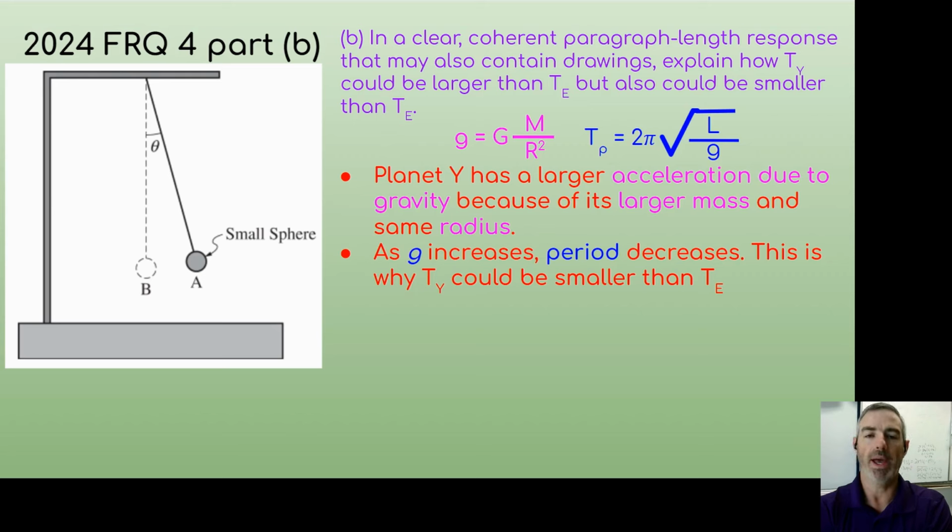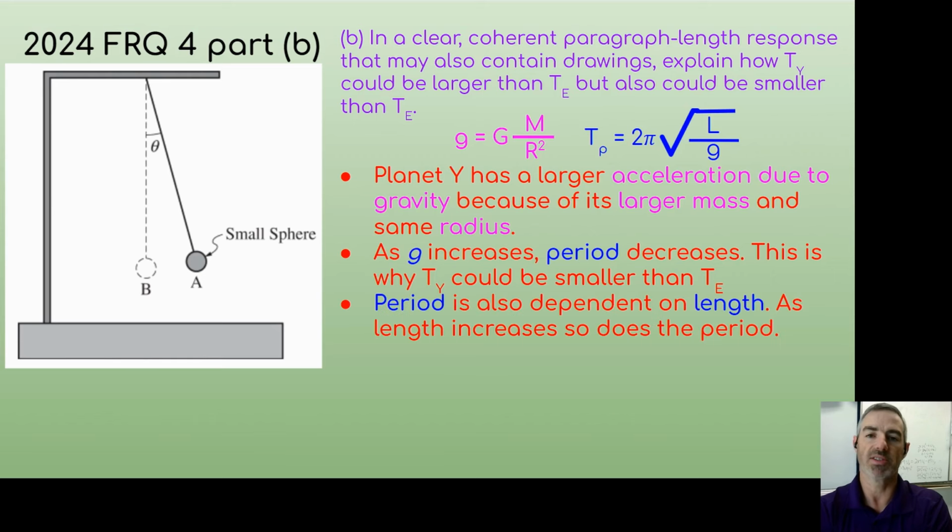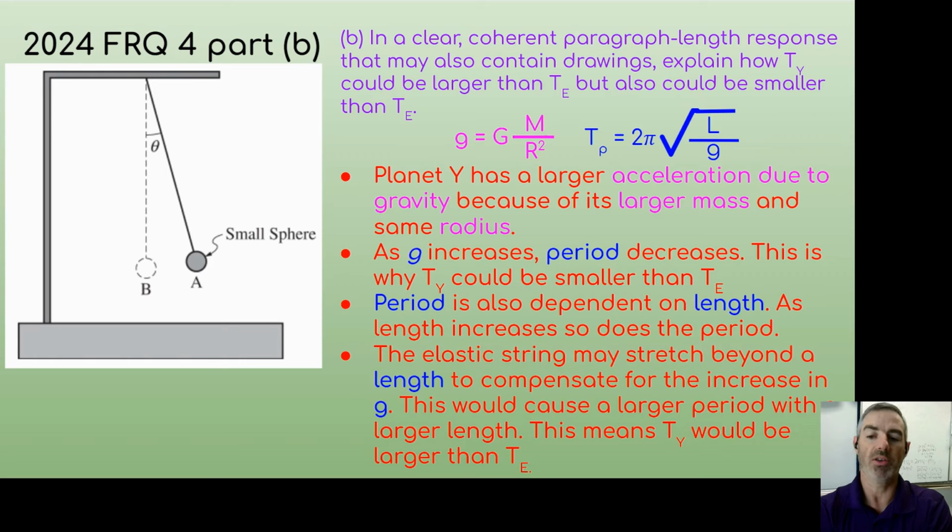Now, the period is also dependent on length. As the length increases, so does the period. The elastic string may stretch beyond a length to compensate for the increase in the acceleration due to gravity. This would cause a larger period with a larger length. This means that Ty would be larger than the period on Earth. So these are the 4 bullet points that I put together, which should give you all 4 points of the content for the paragraph, and then writing it as a paragraph following the guidelines laid out by College Board is going to be the remaining point of the 5.